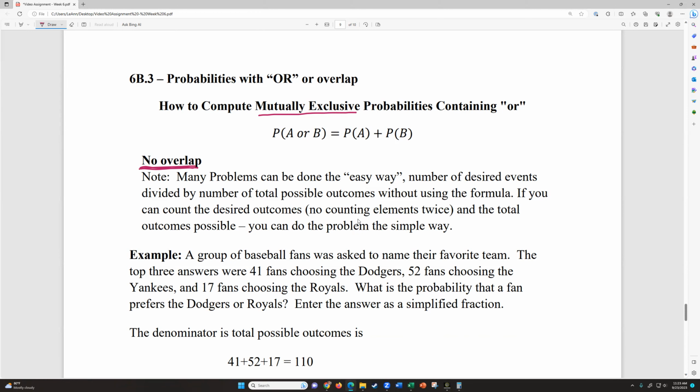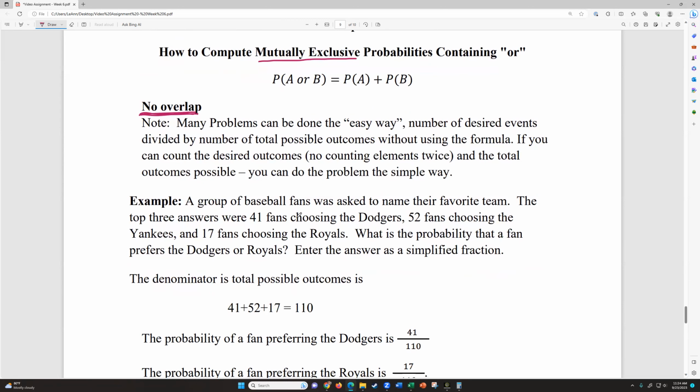So this is what we consider the easy way. So many problems can be done the easy way, number of desired events divided by number of total possible outcomes, without using the formula. If you can count your desired outcomes, which means don't count your elements twice if there was overlap, and the total possible outcomes, you can do it the simple way. So let's just look at an example where we have mutually exclusive events. Mutually exclusive just means no overlap between event A and event B.